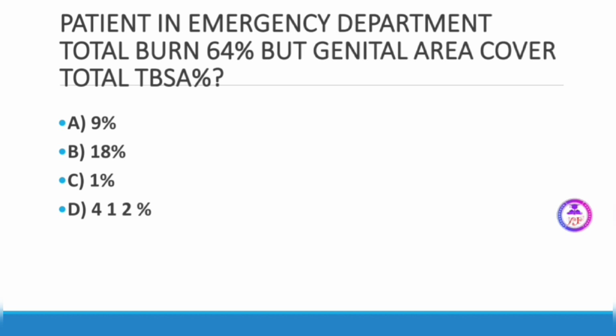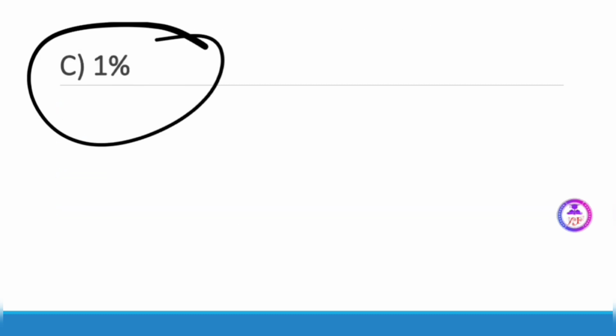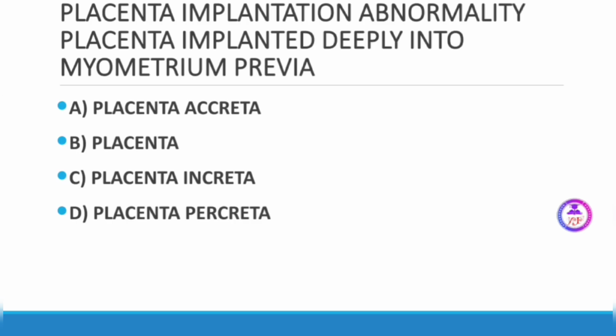Patient in emergency department comes with the total burn of 65%, but the genitalia area covers how many percent of the total body surface area? So here the question is, patient came to the emergency department with 65% burns. Now the question is, how much total burn surface area does the genitalia cover? So 9%, 18%, 1% or 12% option. Now here the answer is 1%. The perineum covers the 1%.